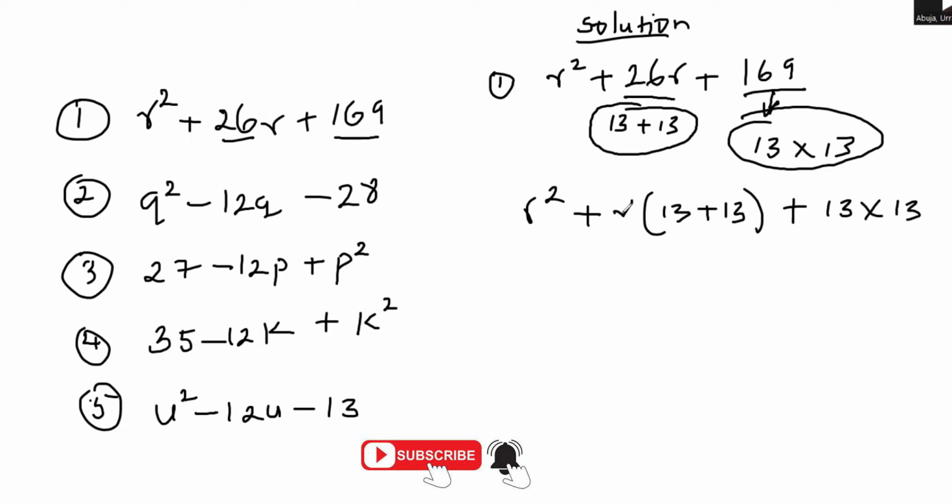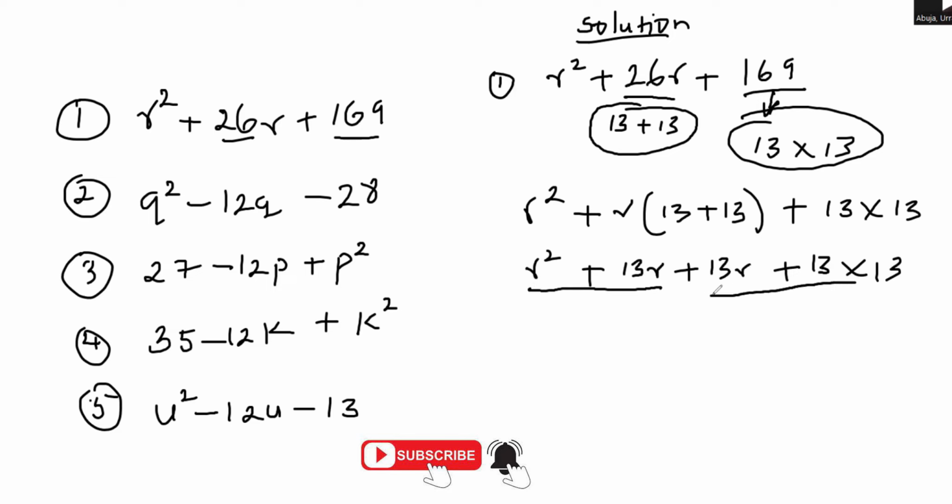Beautiful. So if we open the bracket now, we have r squared plus r times 13 gives us what? 13r plus r again times 13 gives us what? 13r plus we have our 13 times 13 here. All right. So we can look at these two as a pair, and we also consider these two as a pair. So what is common between those two?